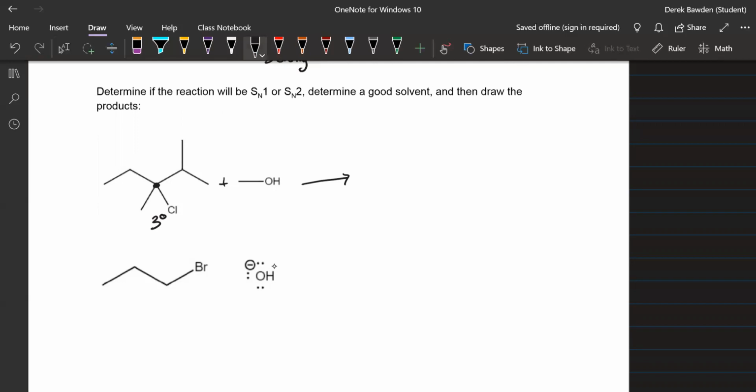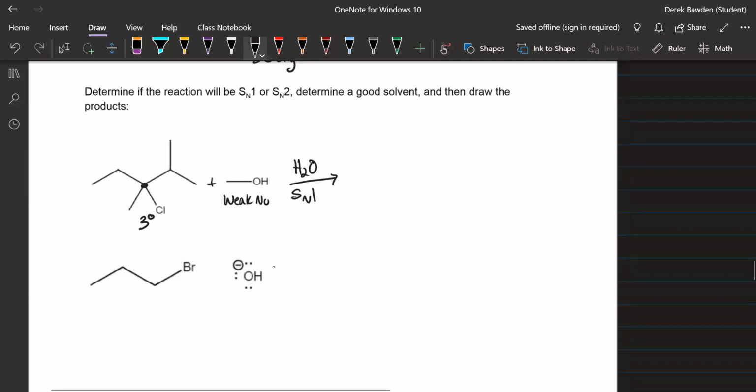SN1. And here we have a weak nucleophile, which is another indication that this is an SN1 reaction because it prefers SN1. What type of solvents does SN1 like? Protic or aprotic? Protic, right? H2O, it could be OHCH3, something like that. Anything that has a proton. Protic solvents.